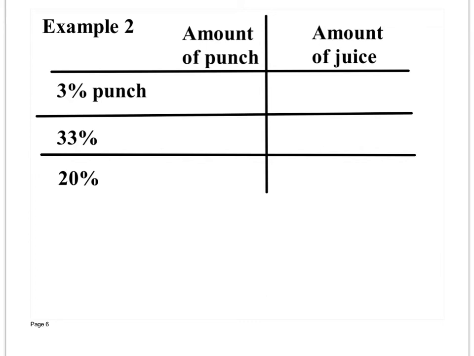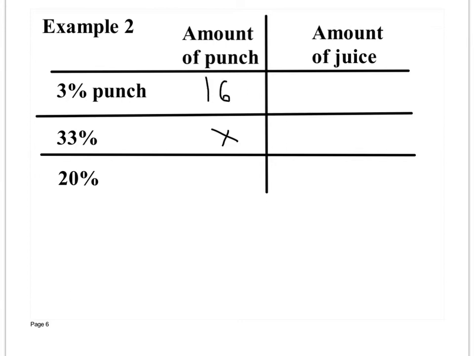So, x is going to be the amount of 33% solution that we need to know, because that says how many cups of that do we need. I don't know how much of that, right? That's why it's my x. How many cups? The amount of punches in cups. How many cups of the 3% do I need?